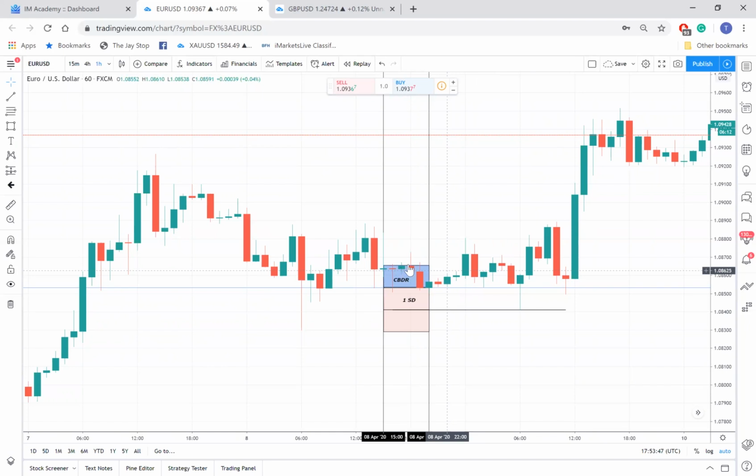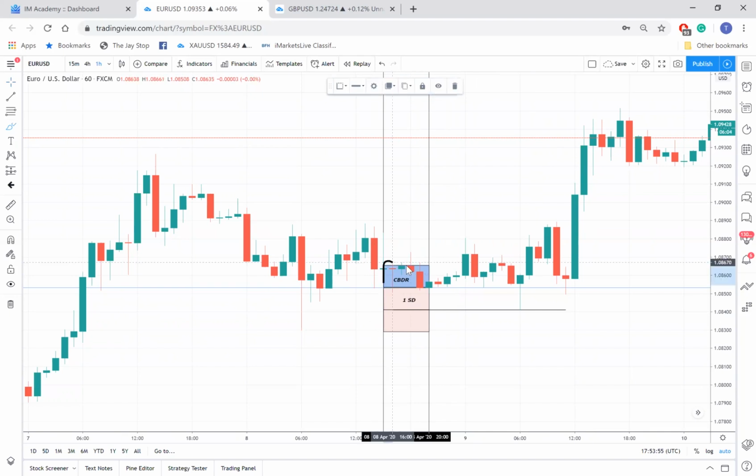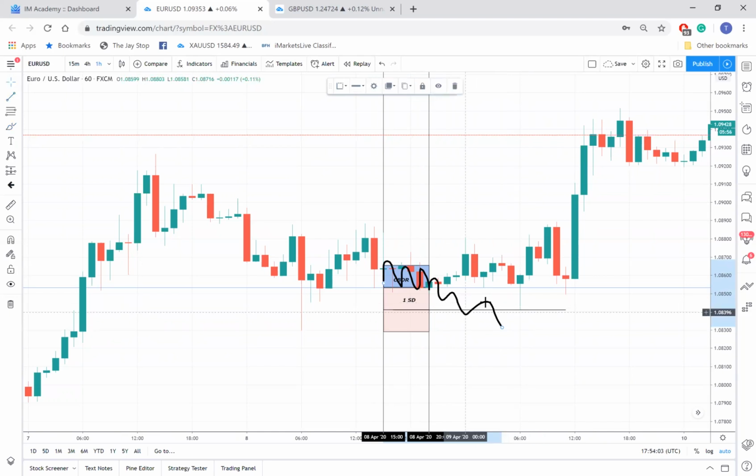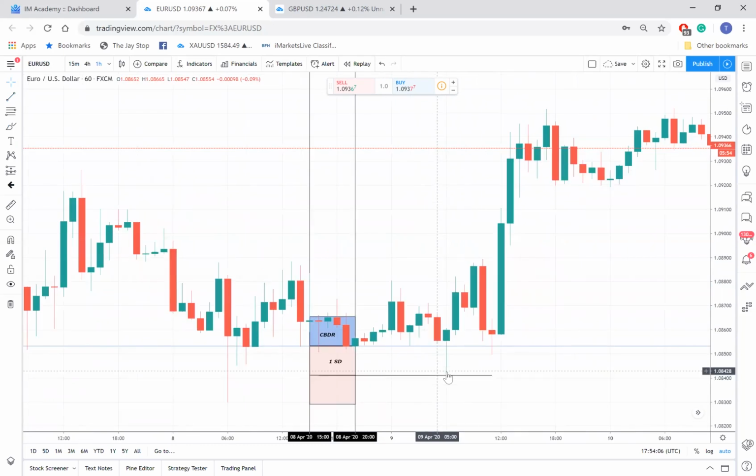From here, we're bullish. So what do you want to see? You want to see them trade down, right? Remember the diagram I showed? You want to see them trade down. And they did that right there. This right here is the low of the day on the 9th of April at 6 a.m. They hit 1 standard deviation below the central bank dealer's range.